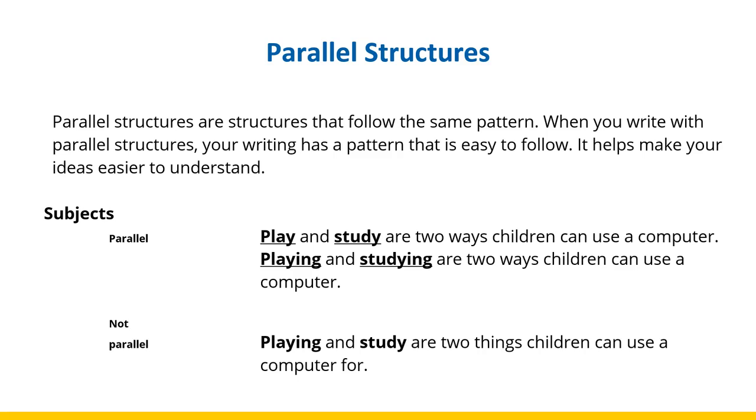The next sentence after that is not parallel, and you'll understand shortly why. Here we have: playing and study are two things children can use a computer for. As you see, the first word, playing, has the ing ending, and the second one, study, is without it. So it's not a parallel sentence in this case. When you're writing sentences with parallel structure, they have to be consistent. For example, playing, studying, or dancing and playing. You have to make sure you are consistent and adding the ing ending in both cases. That's what we call parallel structure.